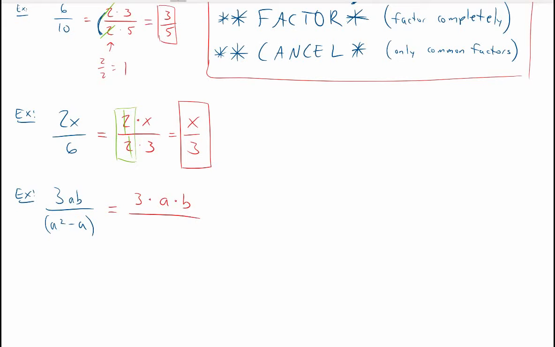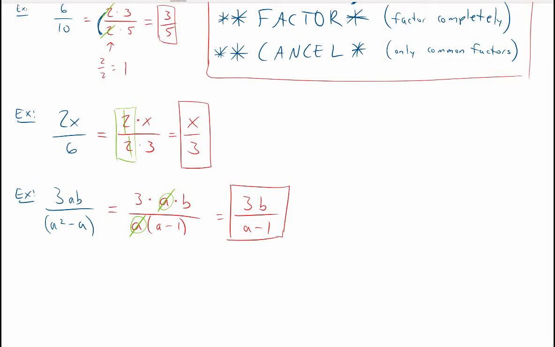And in the denominator, what's our first rule of factoring? Don't forget our first rule is to find the GCF. So in the denominator, I see that I have a GCF of a. If I pull that a out, it leaves a minus 1. Now I'm looking at the numerator and the denominator, and I'm saying, what are my common factors? I have a common factor of a and a, so I'll cancel those both out. And I take everything that's left, 3 times b over a minus 1, and there is my simplified rational expression.